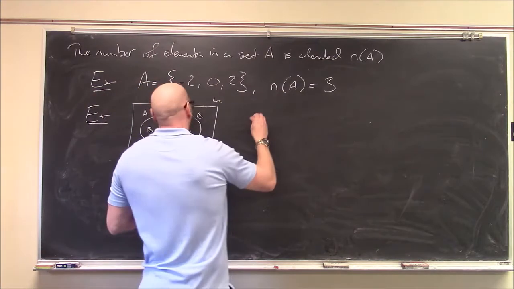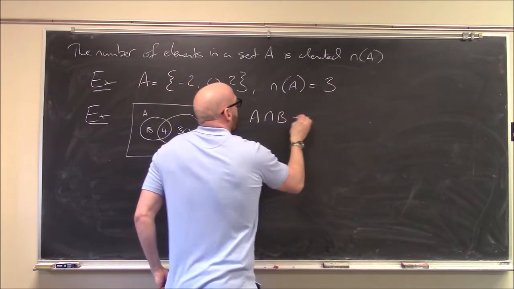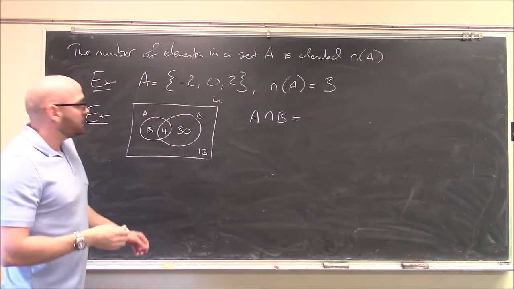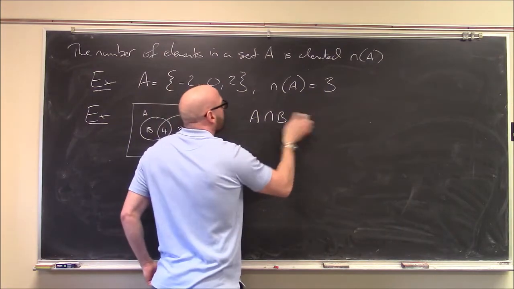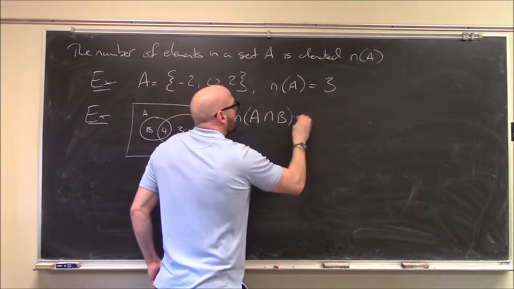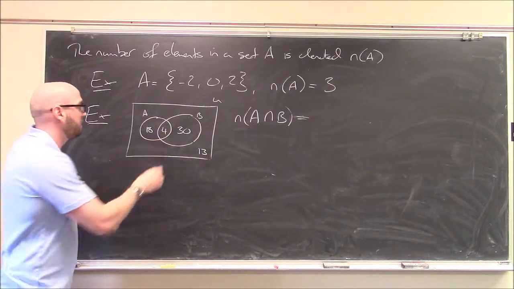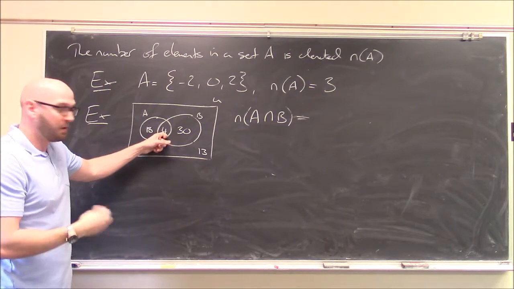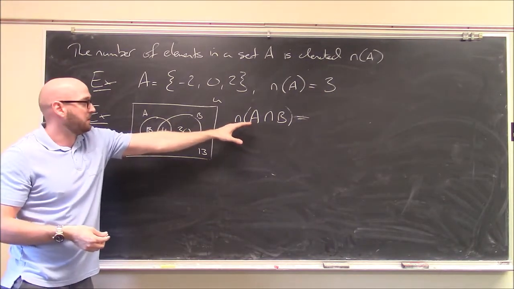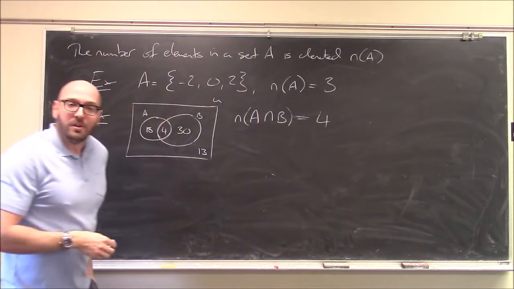So for example, how about A intersect B? How many elements are in A intersect B? Well, I'd look at my Venn diagram, and the 4 here tells me that there's 4 in this overlap region. And this overlap literally represents the intersection of A and B. So I know from this Venn diagram that I have 4 elements in there.